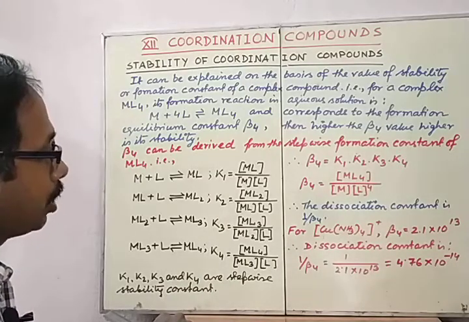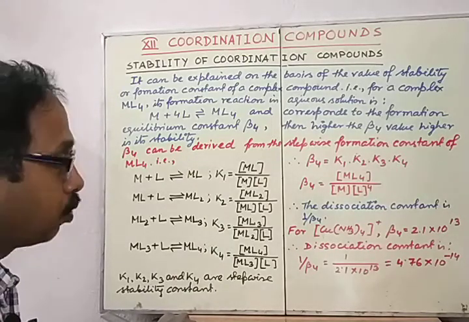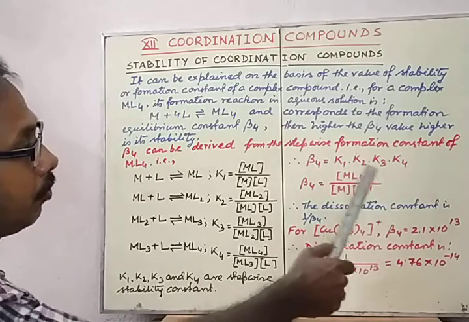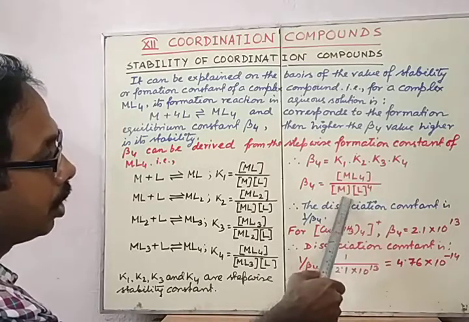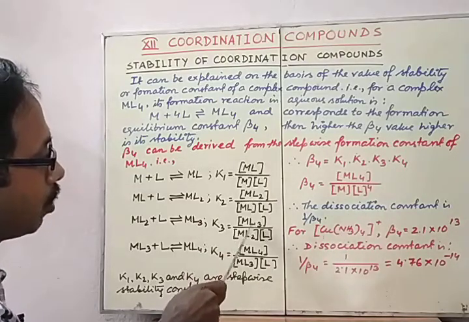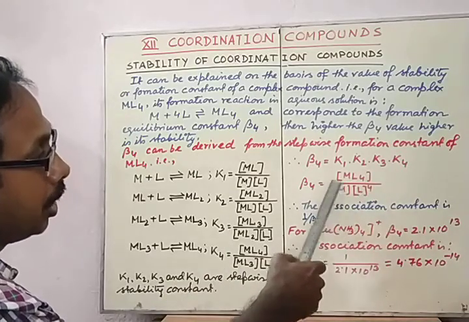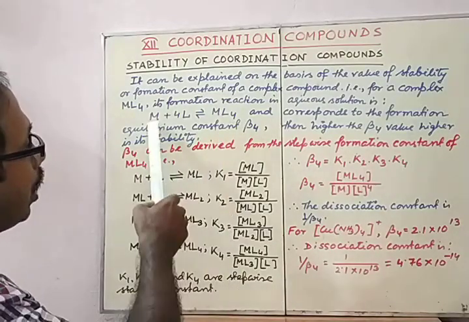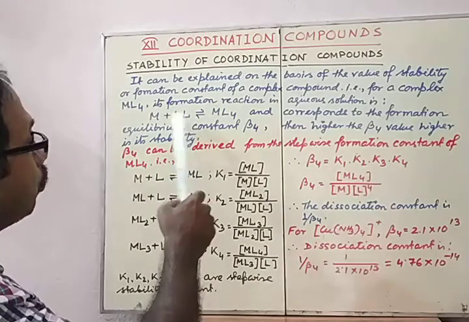Now if we take the product of these four stepwise formation constant values, we can see that it ultimately gives the concentration of ML4 divided by the concentration of M into the concentration of L to the power 4. That means the product of K1, K2, K3 and K4 gives this value. So it is ultimately the equilibrium constant for this reaction: the concentration of the product ML4 divided by the concentration of M and the concentration of L to the power 4.